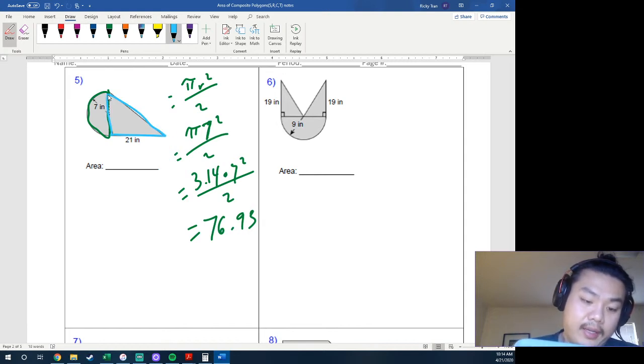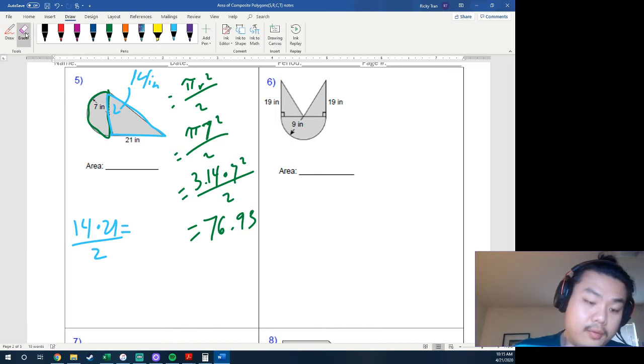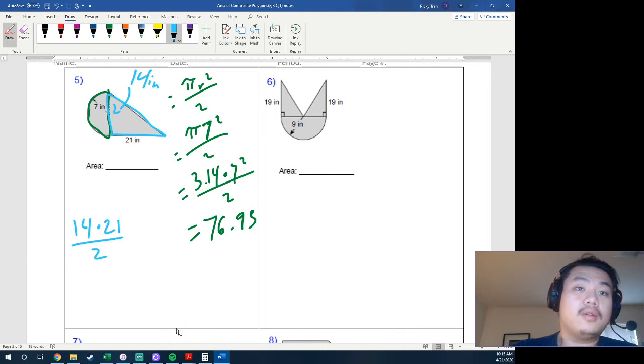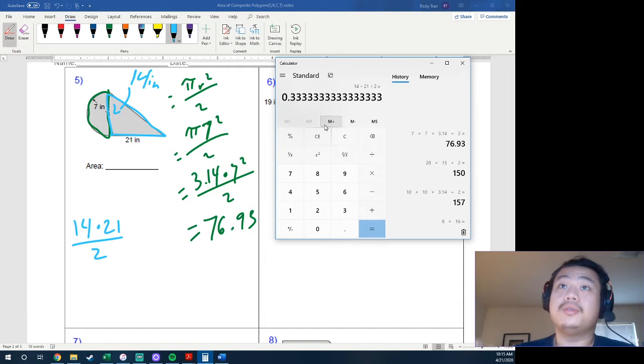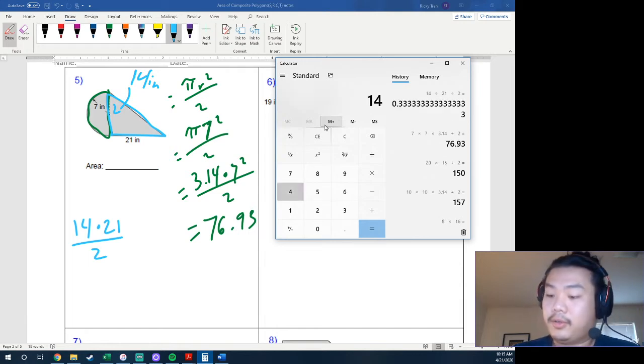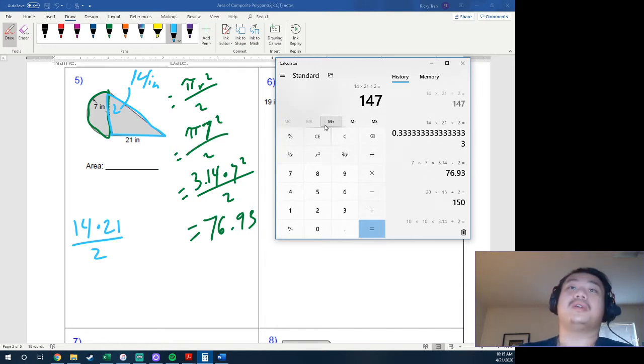So we have, again, this is the diameter of the semicircle. To find that length, the other length of the triangle is the diameter of the semicircle. So we just take it and multiply by 2, we have 14. Okay, so we just take 14 times 21 divided by 2. There we go. 147.